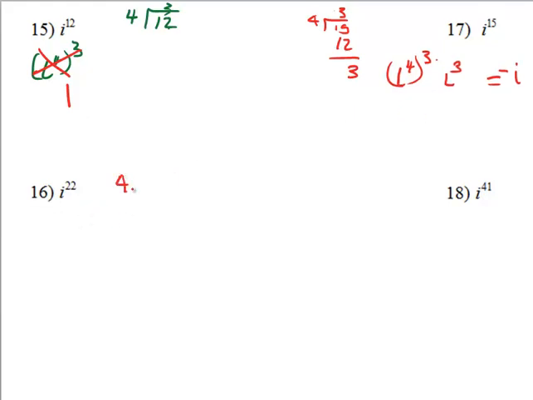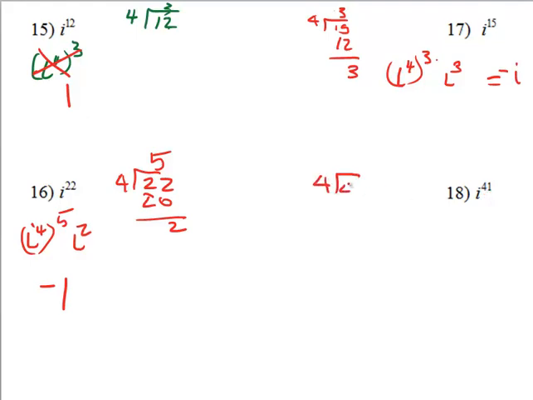Here, same thing. 4 goes into 22 5 times, so I have i to the fourth to the fifth power, and left over is 2. So i squared is -1. Here I have 41. 4 goes into 41 10 times. So that's i to the fourth to the tenth power times i. That's just 1, and all you have left is i.